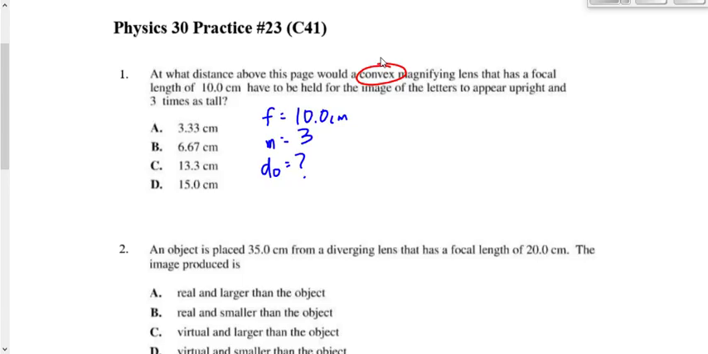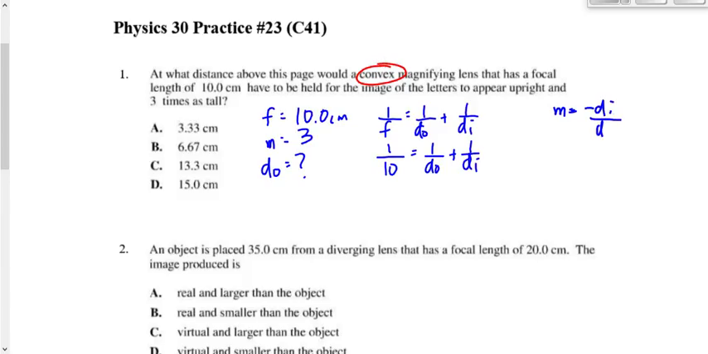Looking for DO. All right, we have 2 equations, so let's start off with the first one. 1 over F is equal to 1 over DO plus 1 over DI. You're going to find that it's not very helpful to me, not yet at least, because I've got 2 unknowns in there. So then we go to my second equation, which says M is equal to negative DI over DO. M is 3. Well, that doesn't seem very helpful either because I've got 2 unknowns there. What do you notice about the 2 unknowns that we have, though? They're the same as they were in the first equation.